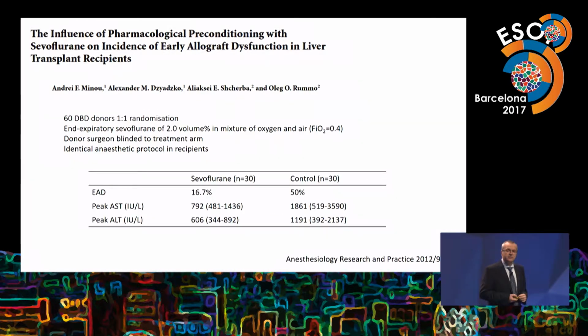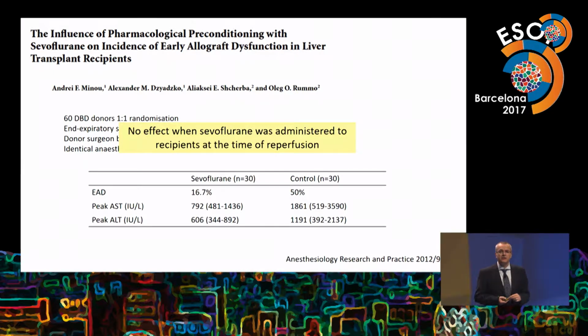An alternative strategy was to use sevoflurane. In this study, DBD donors were given sevoflurane prior to circulatory arrest. It was interesting to note that the livers transplanted from these donors preconditioned with sevoflurane exhibited a significant reduction in early allograft dysfunction and also a lesser ischemic injury, as judged by the levels of transaminases. But here's the interesting thing: when the same approach was tried, administering sevoflurane in the recipient prior to reperfusion, there was no effect.